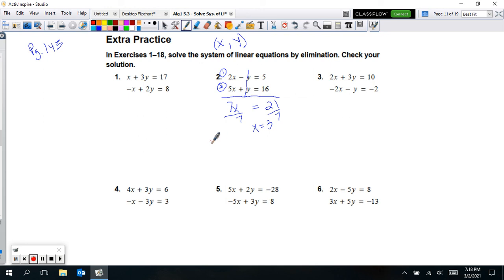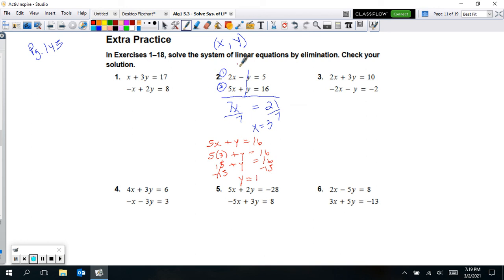So if I just write down equation 2, I'm going to put the whole thing down here. 5x plus y is equal to 16. That's our equation 2. And I'm going to replace the x right there with 3. So 5 times 3 plus y is equal to 16. That's 15 plus y is equal to 16. And then we just subtract 15 from both sides. So those 15's cancel. So now we can see what y equals. y is equal to 16 minus 15, which is just 1.